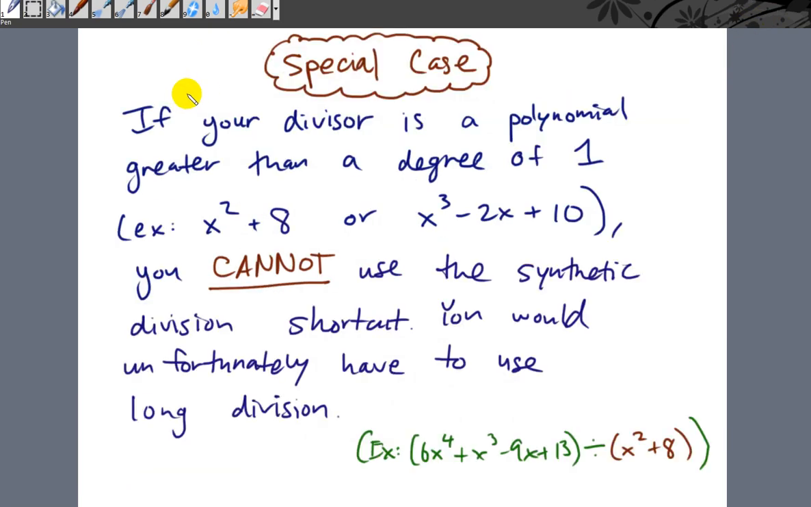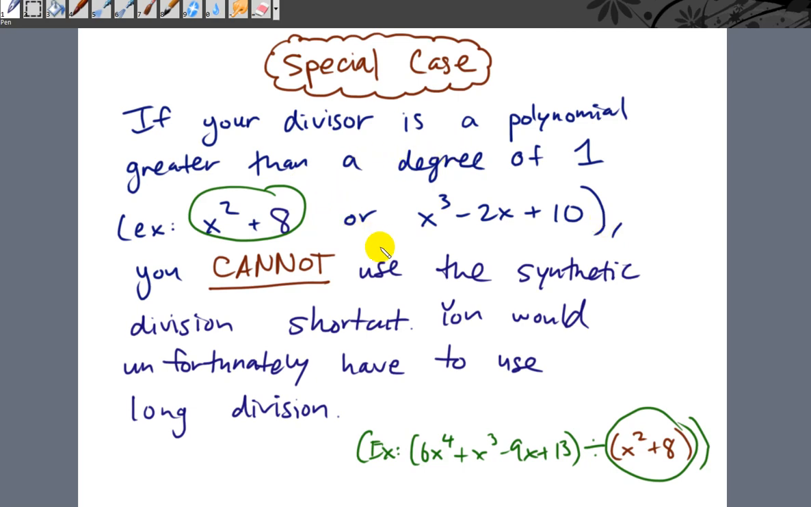All right. So I'm going to go over a special case. Let's say you have a divisor that's a polynomial greater than the degree of 1. So for example, let's say you have something like x squared plus 8, rather than something like x minus 4 or x plus 4 or x minus 2 or x plus 10. So you have something with a degree greater than 1. So something like this, or even like x cubed minus 2x plus 10.